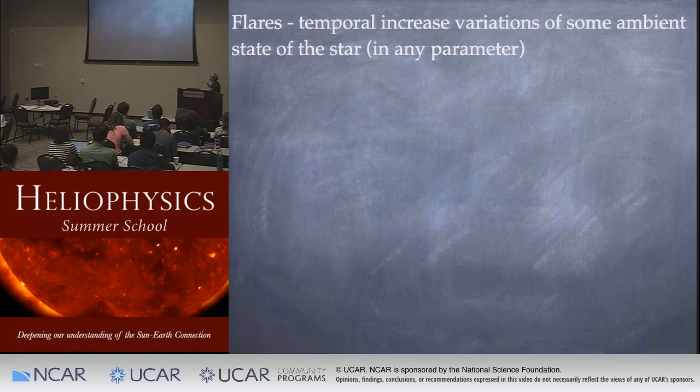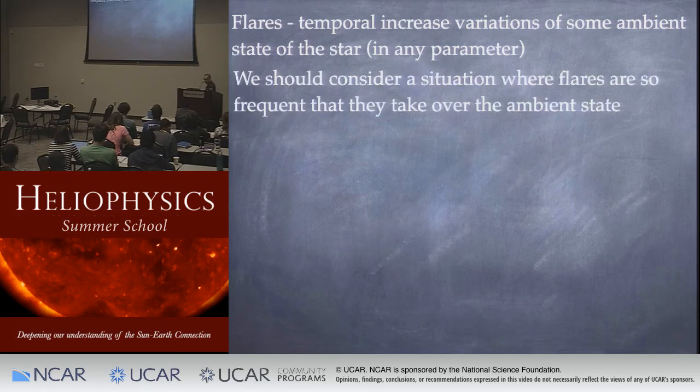A flare is a temporary increase, again, in some parameter. And we should consider a situation where flares are so frequent that they take over the ambient state. Again, it's in the context of mass loss rates of CMEs, but also the flaring activity of a star. If you think about the ambient X-ray flux, for example, there's a point where a star has so many flares, and they're so frequent, that the flaring state is the ambient state.